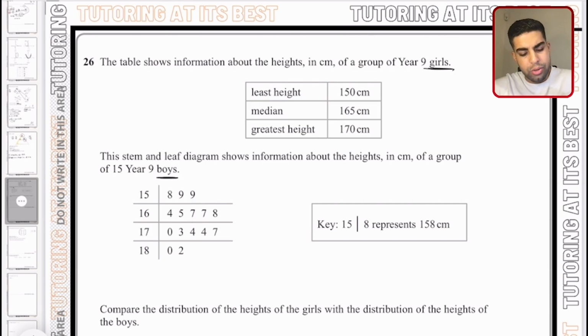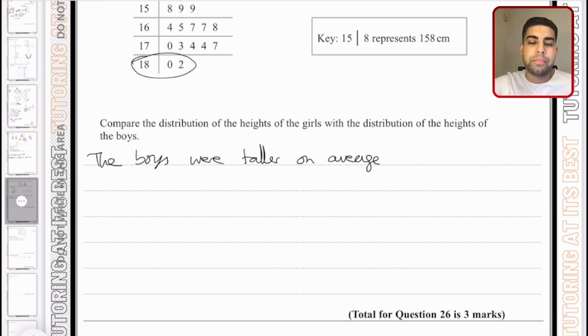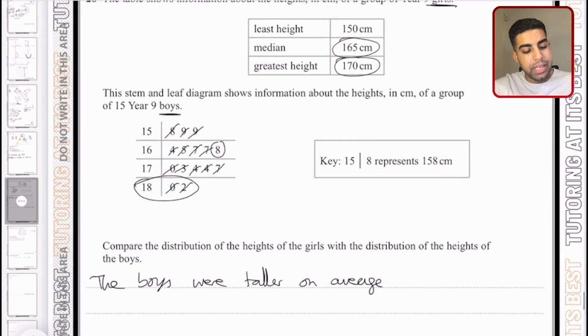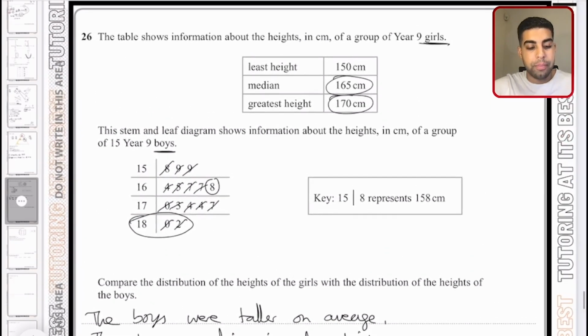So what can we see here? The greatest height of the girls was 170 centimeters, but the boys were taller on average, with 182 centimeters. So the first point we'll write: the boys were taller on average. The next thing to point out was the median of the girls was 165 centimeters. But if we calculate the median of the boys, let's find that out. We've got 82, 90, and I'm going to continue doing this until I get to the center, which is 168. So we now know that the boys' median is also higher. That's 2 points in the bag so far.